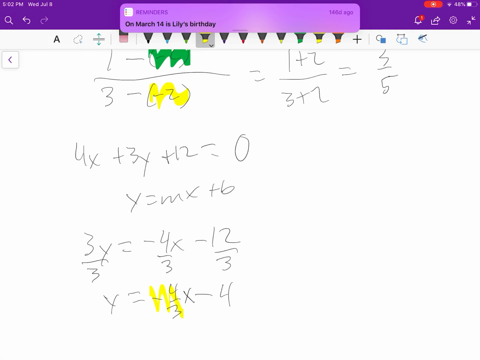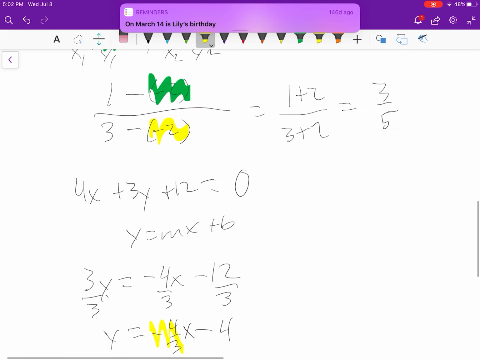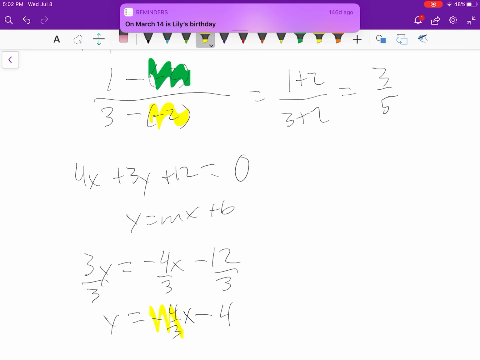Now this is a negative slope. So that means it's going to go, instead of the other one, the 3/5, which was up 3 to the right 5, this one's going to be down 4 to the right 3. Okay, that's one way of reading it. So that's another problem that they can do.